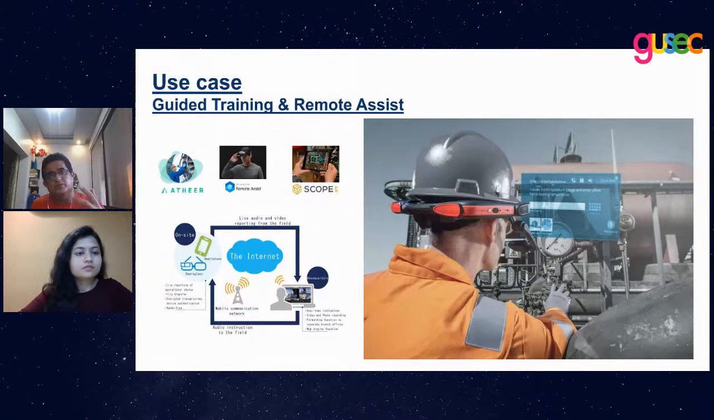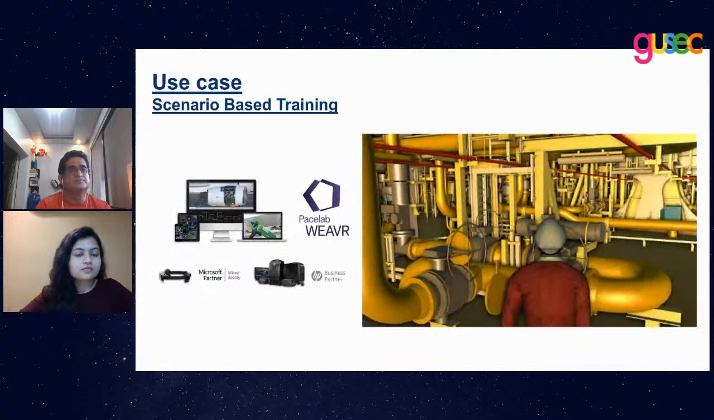And that guided training and remote assist: guided training is more of the skill enablement part of it, but remote assist can actually be delivered on the job at site in real time, with all the feeds coming back to us there, right? Scenario-based training again is very useful in terms of how you can actually look at industrial ecosystems.